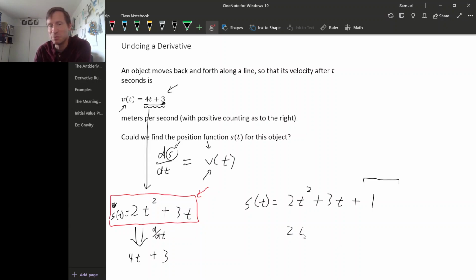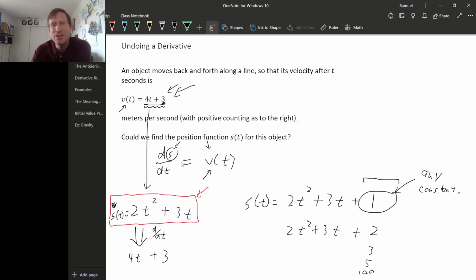Or another option would be 2t squared plus 3t plus, say, 2, or 3, or 5, or 100. Right? Any constant could go right here. And we would still have a position function whose derivative is this velocity function that we started with. So there's not one way to undo a derivative. In fact, there are always going to be infinitely many ways. If you have any function whose derivative is this velocity function, you can add a constant to it.